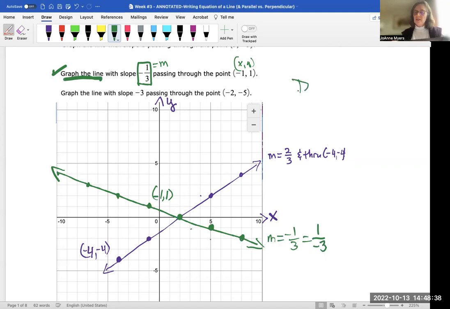My suggestion is to use Desmos.com as you are working on these problems in ALEKS.